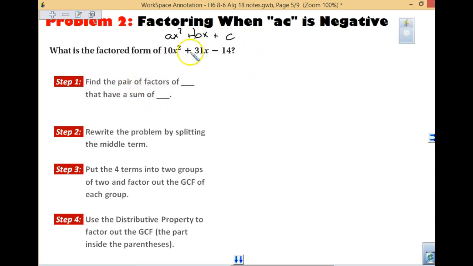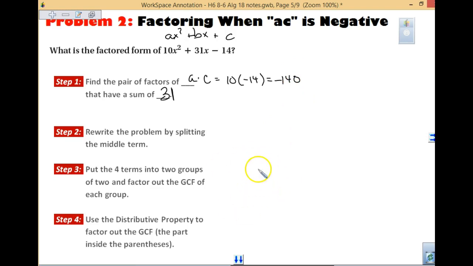So the pair factors, we are going to look at A times C, which means I'm looking at 10 times negative 14, negative 140. Now, sometimes it's easy to see the factors that are going to give us our sum, which our sum is supposed to be 31. So when you look at 140, anyone pick it out right away?